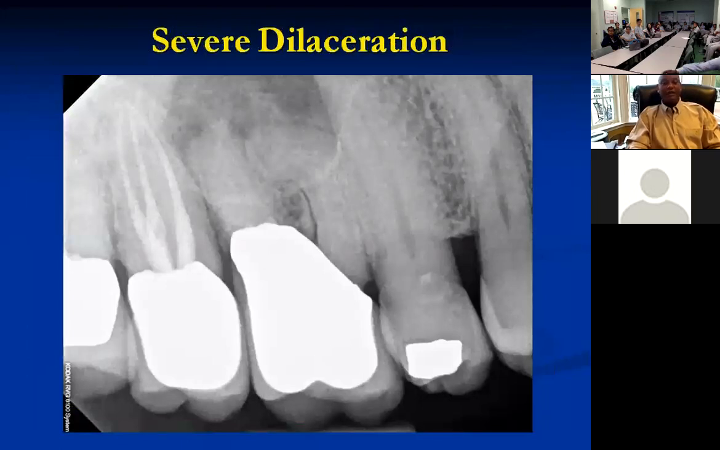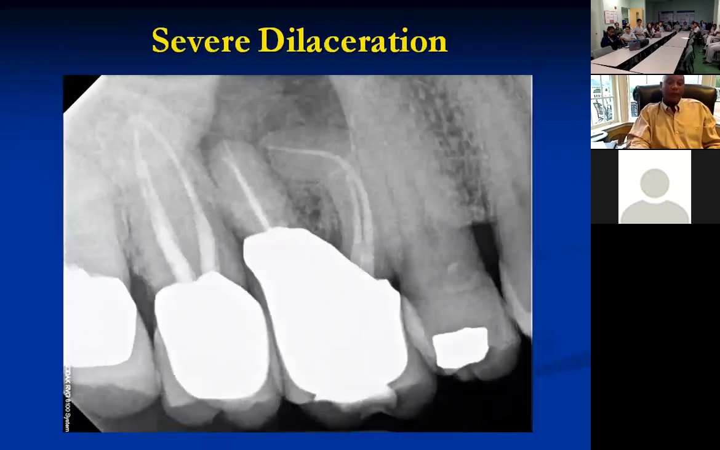Sometimes you have some teeth that have really severe dilacerations. And here's a maxillary molar that's got a really, really sharp dilaceration on the mesial buccal root. That's not really what makes this tooth tough. I mean, we treat teeth that have severe dilacerations, but what makes this tooth really tough to treat is that it's got a crown on it, and it's also very calcified. You can barely see any canal space in this tooth.